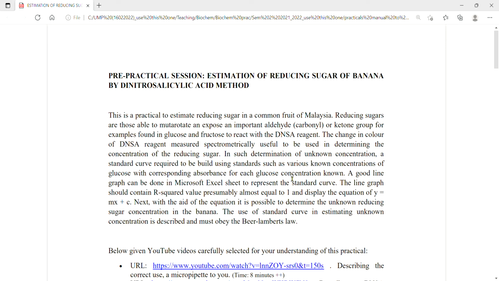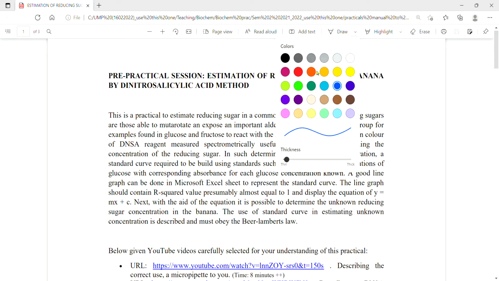Alright, so this is the recording for the second practical, titled Estimation of Reducing Sugar of Banana by DNS, or Dinitrosalicylic Acid Method. I will try my very best to proceed with one or two parts, but if unable, then I will do it with more than two parts.